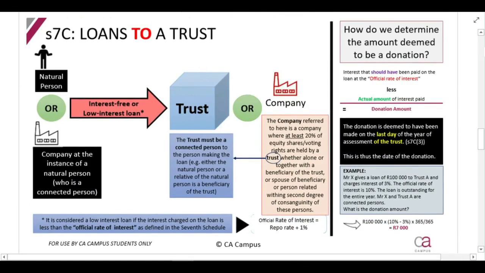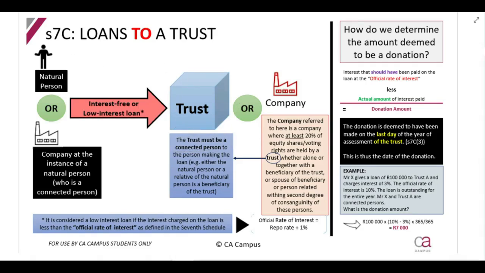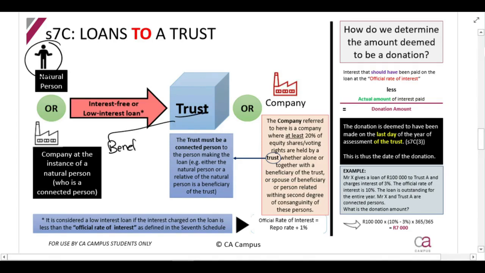Okay, then let's talk about this trust quickly. There must be a trust, and you will study trusts separately in a lot more detail, but for now understand a trust is a separate legal person. This trust must be a connected person to this natural person. When will a trust be a connected person to a natural person? If this person is a beneficiary of the trust. The beneficiaries are the ones who get the benefits from the trust. So this natural person is a beneficiary, or relatives of that person are beneficiaries.